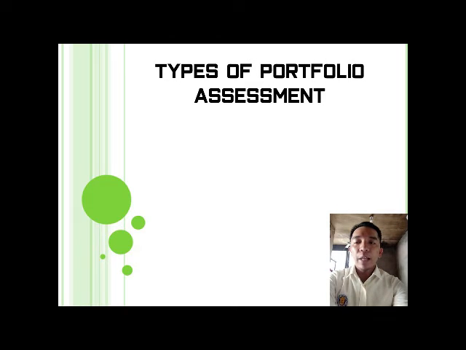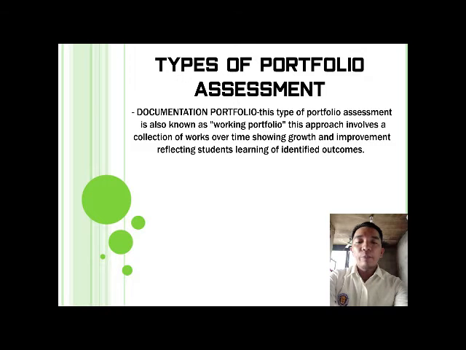We have 3 types of portfolio assessment. The number 1 is the documentation portfolio. This type of portfolio assessment is also known as a working portfolio. This approach involves a collection of work over time showing growth and improvement, reflecting student learning of identified outcomes. The documentation portfolio can include everything from brainstorming activities to drafts to finished products. The collection becomes meaningful when specific items are selected to focus on particular educational experiences or goals. It can include the best and weakest of a student's work.